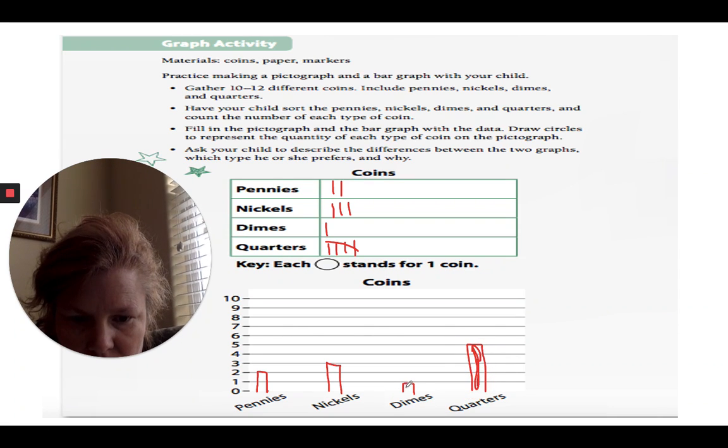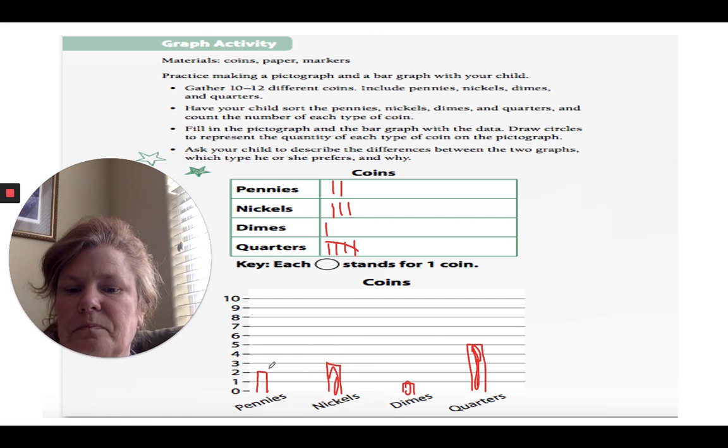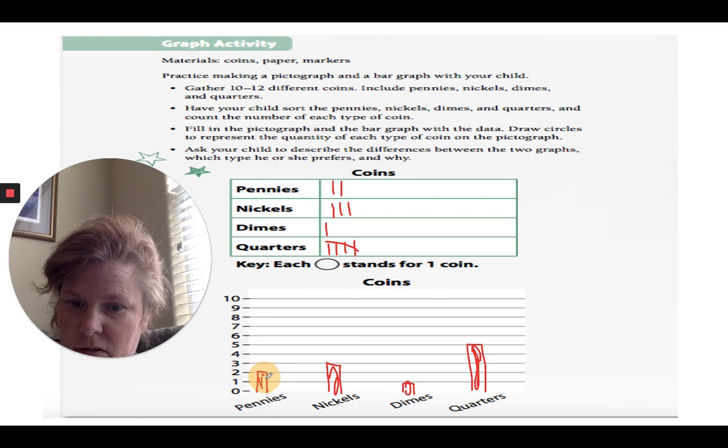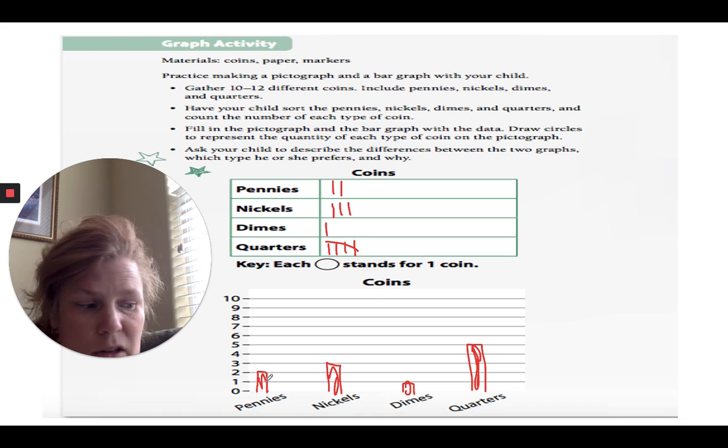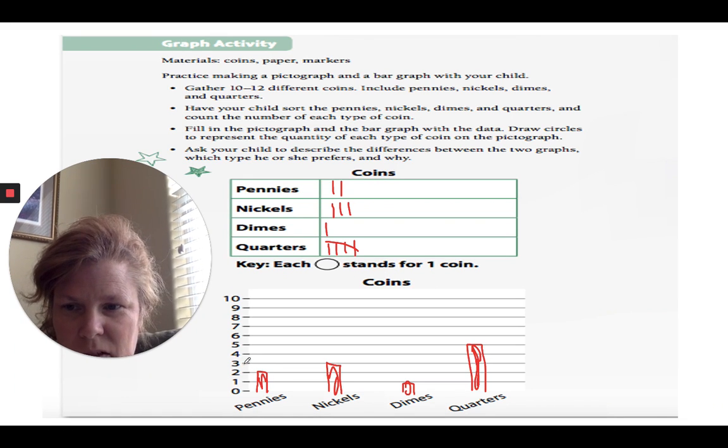Well, you guys know how my coloring goes. It's not always the best, but you get the idea. So you can do your own there. You can do whatever you want to. You can use how many coins you want to, but you're using the different coins. So that should be fun.